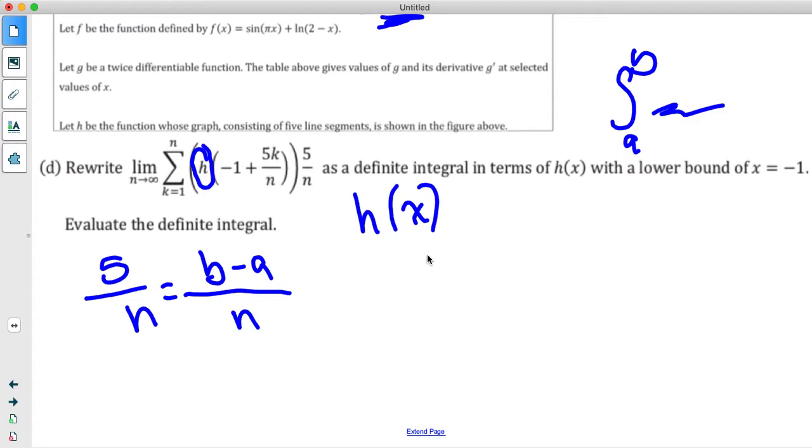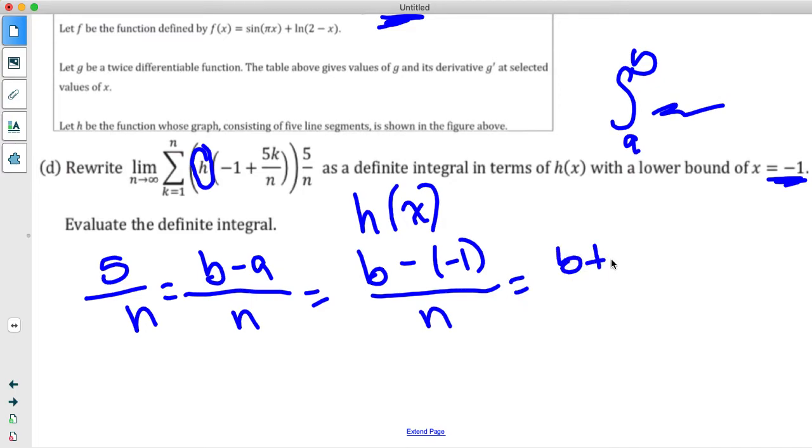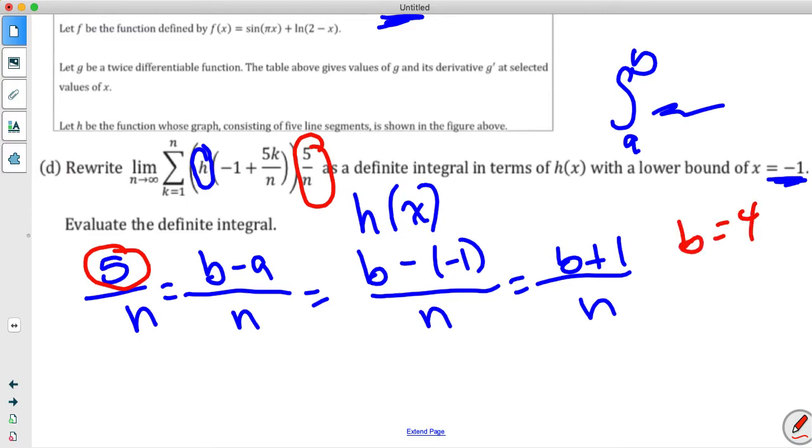So we know that a is starting at negative 1. When we look at this, we have b minus a is negative 1 over n. N just means how many rectangles, right? So what we're looking at is b plus 1 over n. Well, we know that the numerator is 5, from this fraction right here, so that means that b has to equal 4.